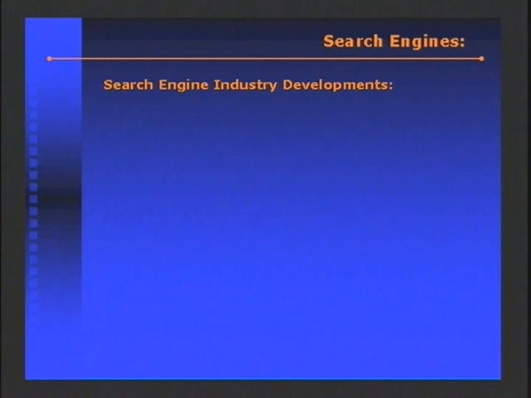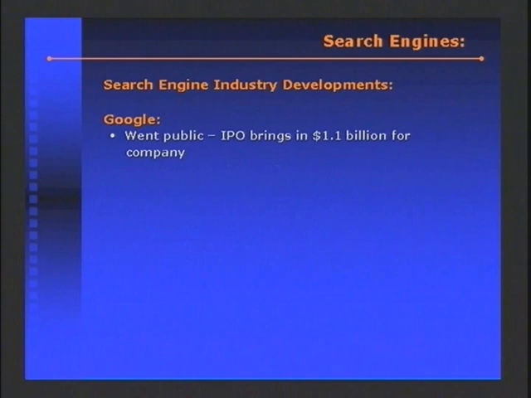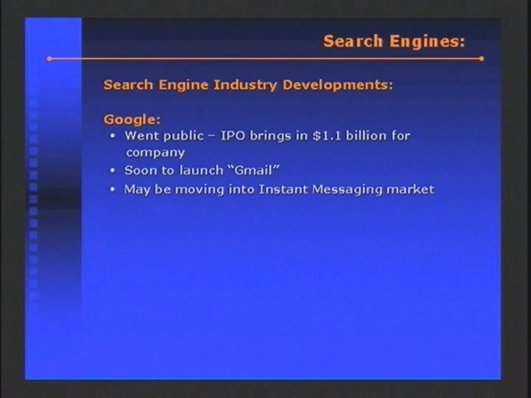Search engine industry and development. So I'm going to go over the big three, what's happening, things have changed. Google went public, the IPO brought in over $1.1 billion, which is pretty amazing, gave them an opportunity to explode even faster and do more research, which is what they're all about. They're soon to launch Gmail. You've heard of Gmail. It's not officially launched. It's still in beta version, but it's soon to launch. And of course, there's been a lot of talk of them moving into instant messenger service.